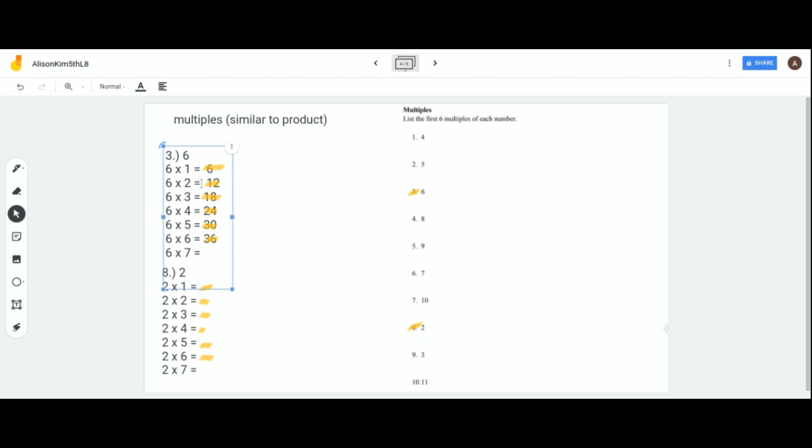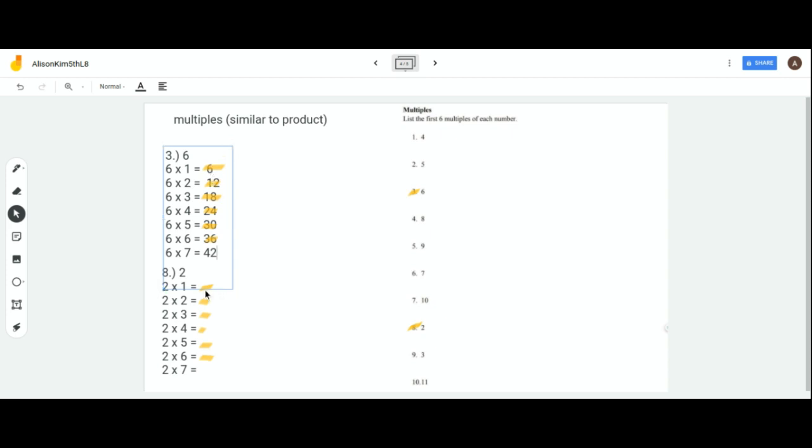Now, that's it. That's the first 6 multiples of each number. But the answer key gives us until 7. So if you want to, you could also put 42. But it won't really matter. Just stop at 36 if you want. But make sure it's in ascending order, okay? It has to be in order from least to greatest, okay?